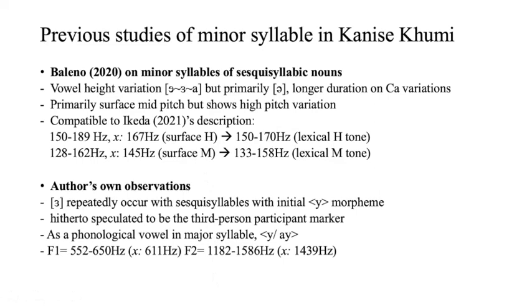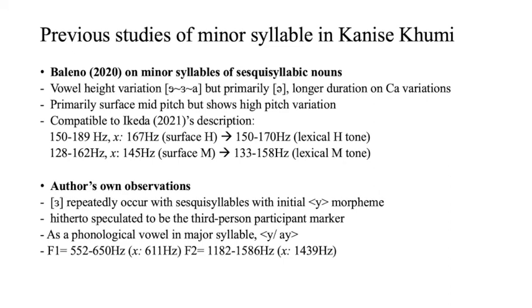Through my own observations, I found that minor syllables are generally transcribed with the schwa vowel, but you do see an open-mid central vowel that repeatedly occurs with sesquisyllables with the initial Y morpheme. At this stage, the Y morpheme is speculated to be the third person participant marker. The same vowel also occurs as the major syllable vowel with the same grapheme Y or AY. I've done a simple acoustic analysis over 10 tokens of the vowel, and I've found that the average F1 of the vowel is about 611 Hz, which is higher than a typical schwa, which is about 500 Hz. With these observations, we suspect the segmental features to be contrastive.